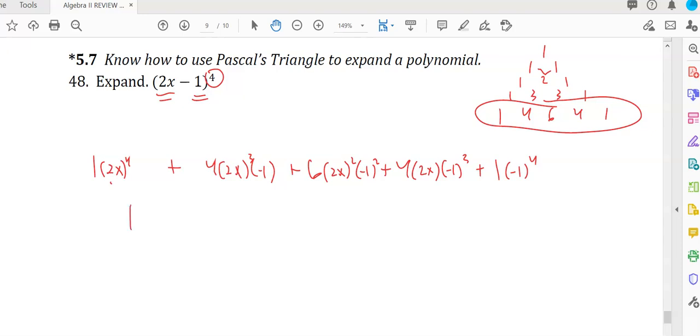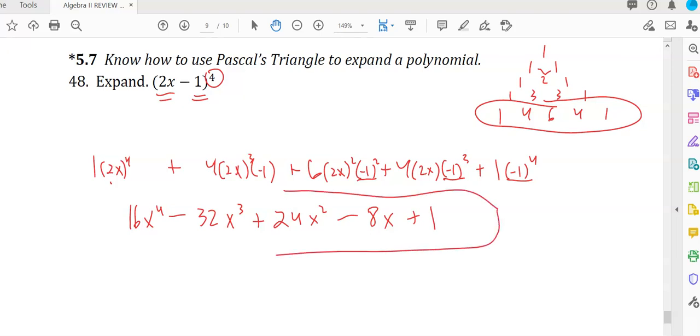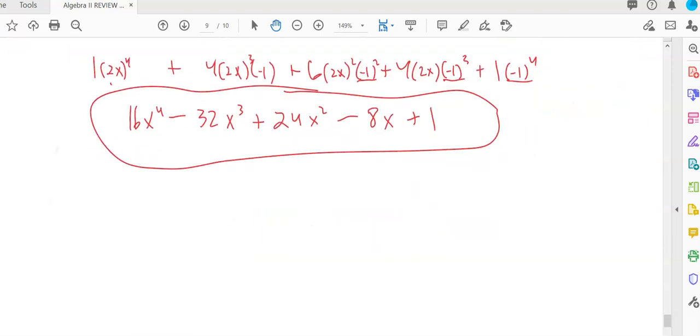So 2 to the fourth is 16, so this is 16x to the fourth. Definitely going to be minus because that one's to the first power. 2 to the third is 8. 8 times 4 is 32. Definitely going to be plus because this is going to be positive 1. 2 squared is 4. 4 times 6 is 24. Definitely going to be negative because this is negative to an odd power. 2 times 4 is 8, so 8x. And this is going to be positive because negative to an even power, so there's just 1. And we have it. We've expanded that.